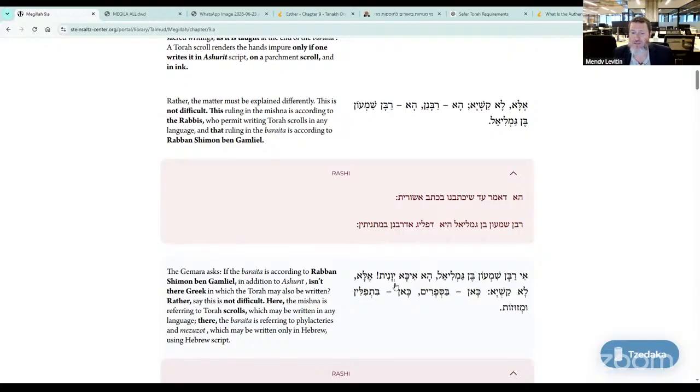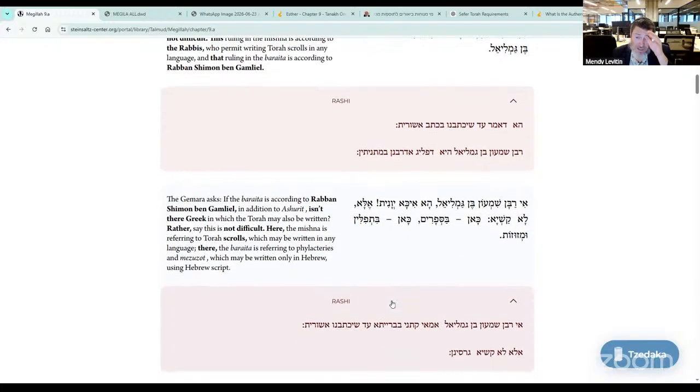Ela, it is not a question. Our Mishnah is talking about Torah scrolls, and the Brisa is talking about tefillin and mezuzos. Our Mishnah also agrees that tefillin and mezuzos have to be written in Ksav Ashuris. So the Brisa doesn't say if it's referring to tefillin and mezuzos or to a Sefer Torah. Therefore, we could say the Brisa is just referring to tefillin and mezuzos, which would be in agreement with the Mishnah.